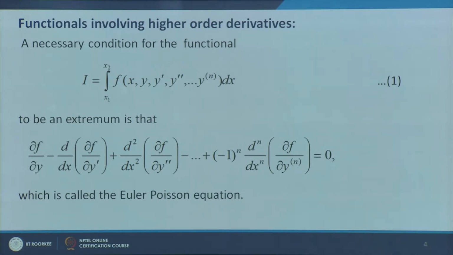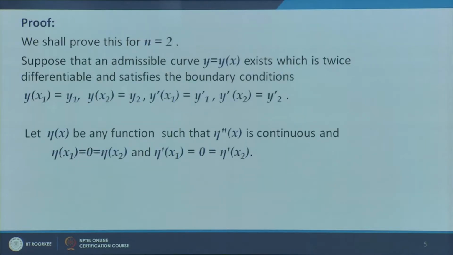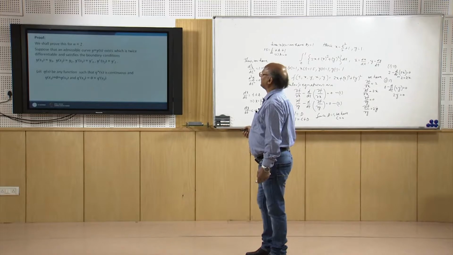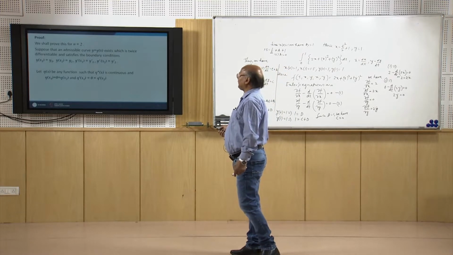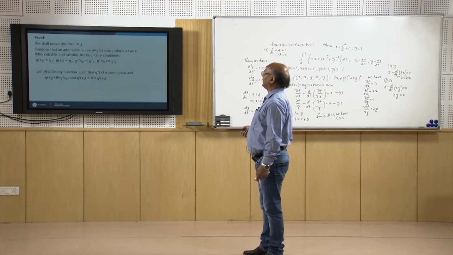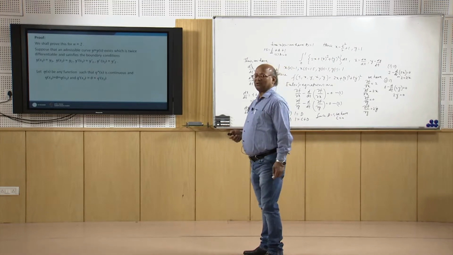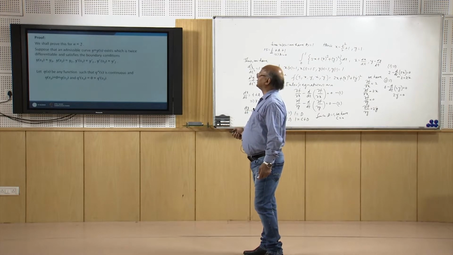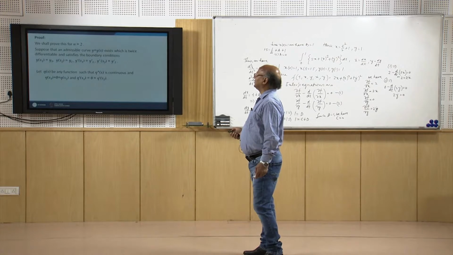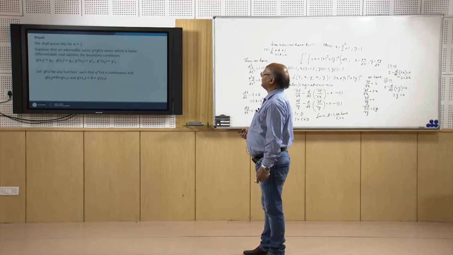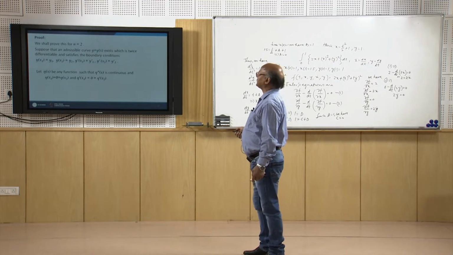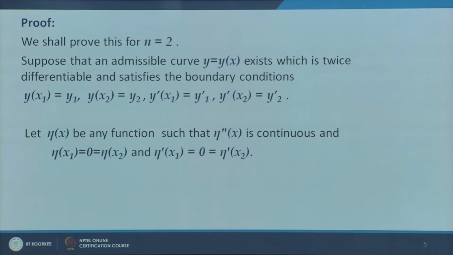The result for n equal to 2 can be easily extended to the case of n. Now let us say that we have a curve y equal to y(x) which is twice differentiable and satisfies the boundary conditions. So y is equal to y1 at x equal to x1, y assumes value y2 at x equal to x2, and its derivatives at x1 and x2 are denoted by y1 dash and y2 dash.